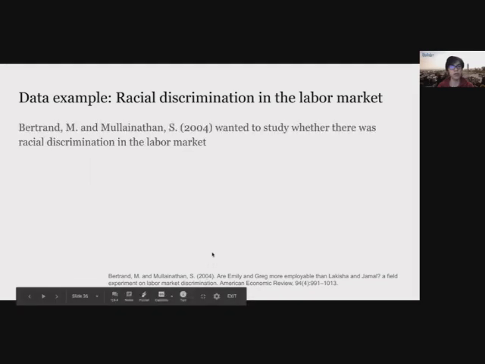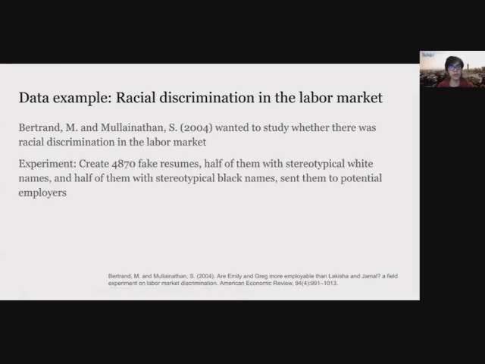We are now going to illustrate the inference concepts that we learned in the previous videos through a concrete data example. The example I chose was this paper about racial discrimination in the labor market, by Bertrand and Mullainathan from 2004. The goal of these two authors was to study whether or not there was racial discrimination in the labor market. And to do so, they created a pretty ingenious experiment.